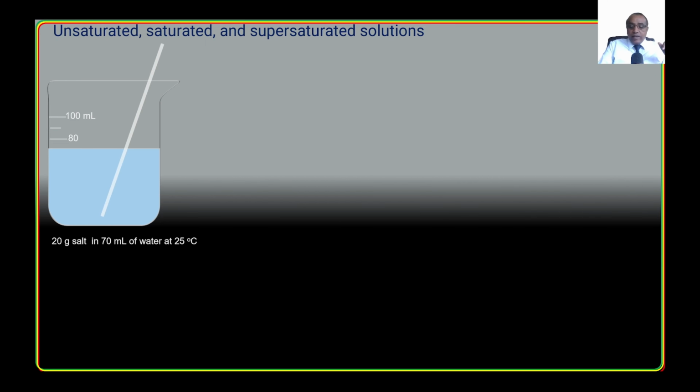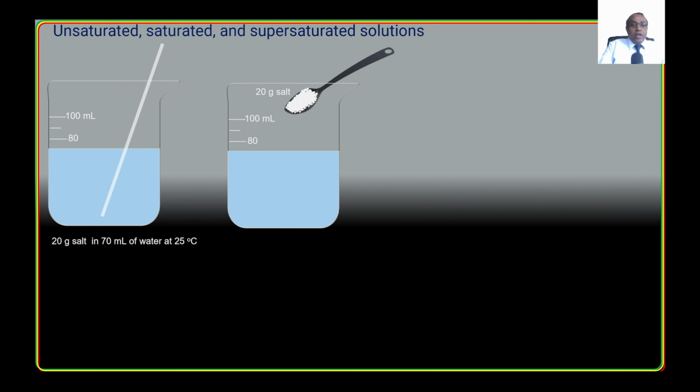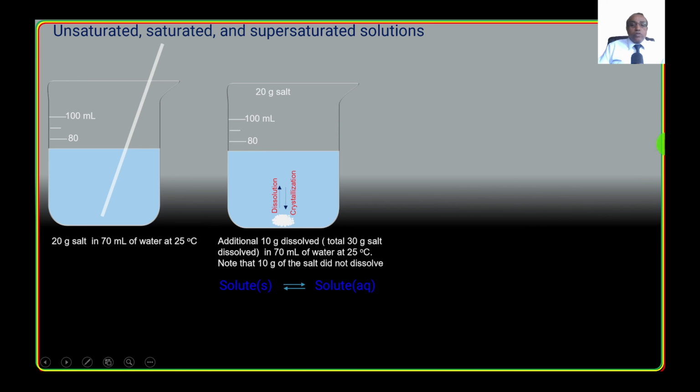Now let's see another case. Let's take this solution and add another 20 gram of salt. In this case though, only half of the 20 gram is dissolved. 10 gram is dissolved. The other 10 gram is undissolved. Totally you have 20 gram previously dissolved plus an additional 10 gram dissolved, so you have a total of 30 gram of salt dissolved in 70 milliliters of water at 25 degrees Celsius, and you have 10 gram undissolved, which is settling at the bottom of the beaker, this one.